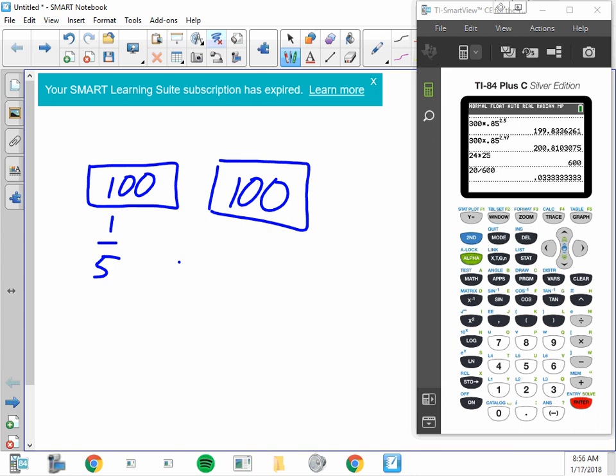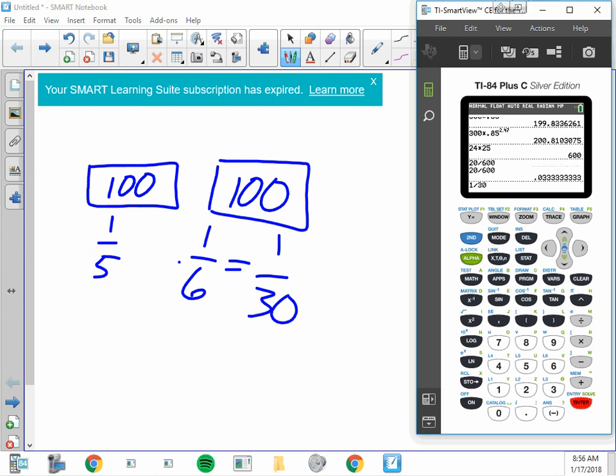Well, how many $100 bills are left? 4. And how many bills are left total? 24. So we're going to multiply that by 4 over 24. Does that simplify? 1/6. And I get 1 over 30, which happens to be 0.03 repeating.